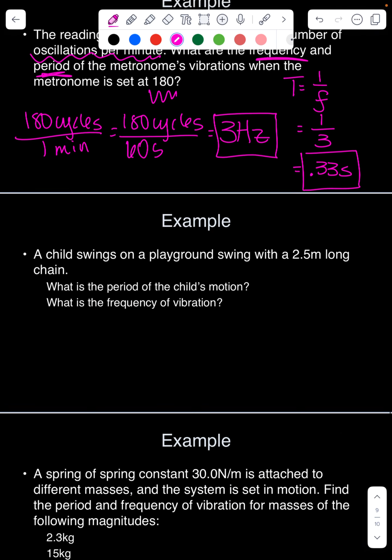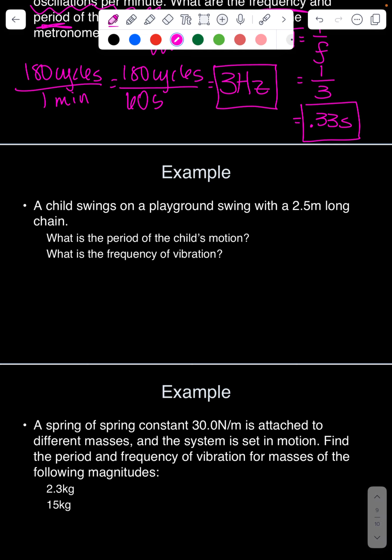This next example says a child swings on a playground swing that has a length of 2.5 meters. I want to know both the period and the frequency of the child's motion. The first thing we need to realize is that the playground swing acts as a simple pendulum. So before we solve for frequency, we have to solve for the period of that simple pendulum. We have to use our very first equation: T is equal to 2 pi times the square root of the length over acceleration due to gravity.